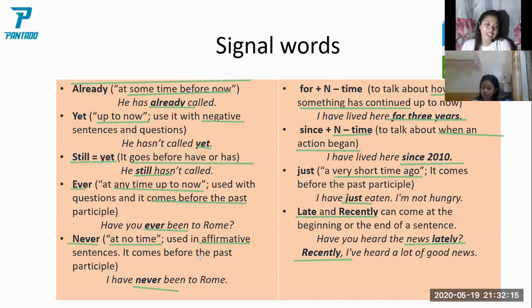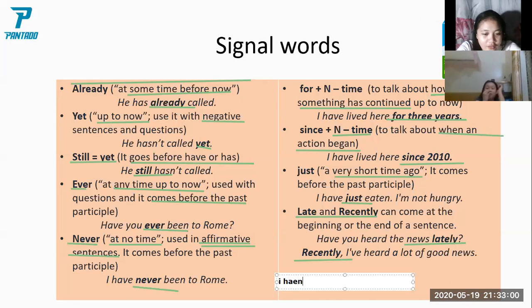Next is ever. At any time up to now, used with questions and comes before the past participle. Have you ever been to Rome? Next is never, which means no time. I have never been to Rome. Use it in affirmative sentences. Remember that the word never can only be used in affirmative sentences. It cannot be used in negative sentences. Because if you use I have not never been to Rome, that is totally wrong. If you use I haven't never been to Rome, that is totally wrong.